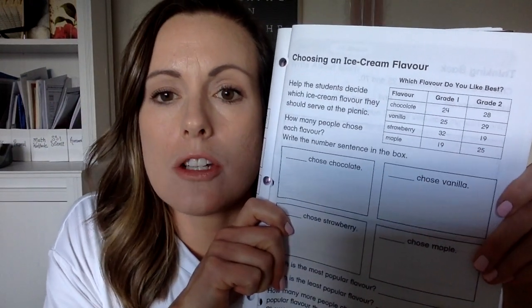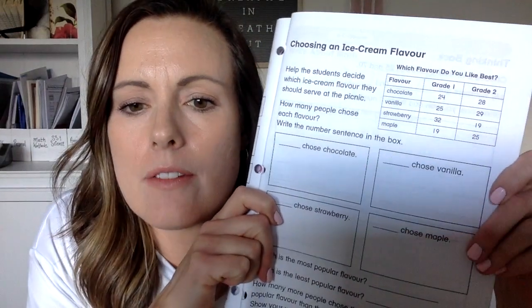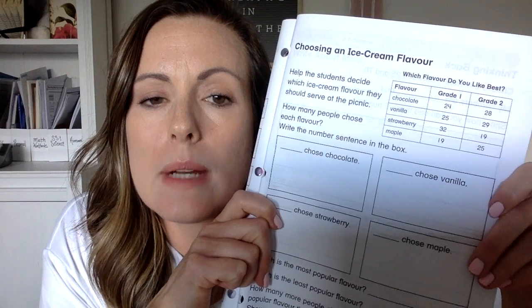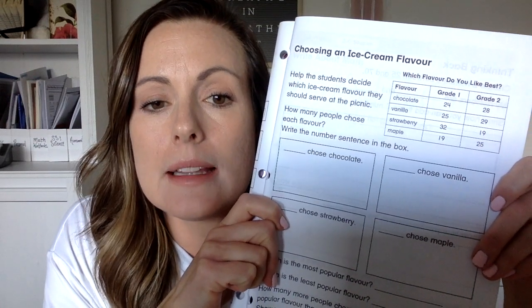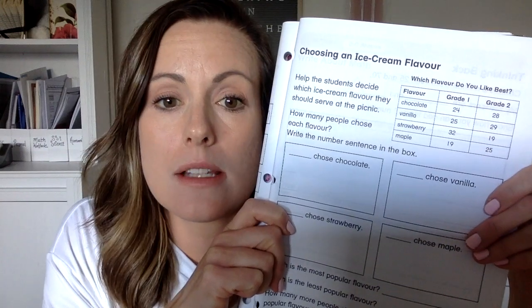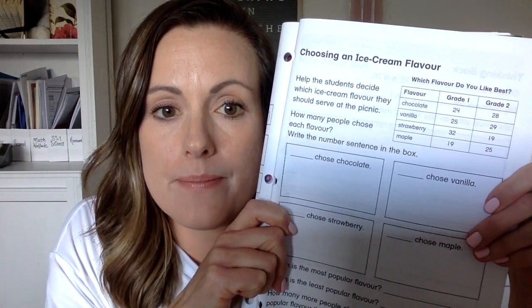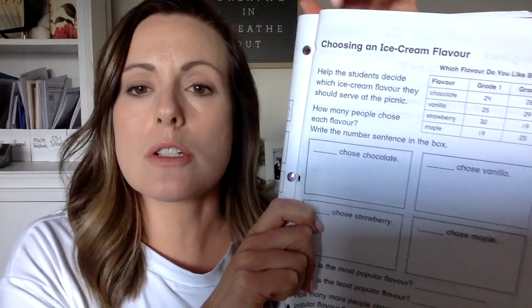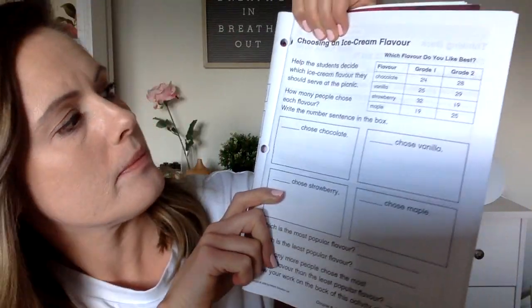Okay, so everybody is on page 89 in their Math Focus workbook. And right up at the top, you've got the title, Choosing an Ice Cream Flavor. Now there's a lot of writing on this page, so I'm going to read through it with you, and I'd like you to follow along with your finger. And once you're done, then you can go ahead and start solving the problems. Okay, so let's go through this together. If you need to pause the video to go grab it, go ahead and do that now.